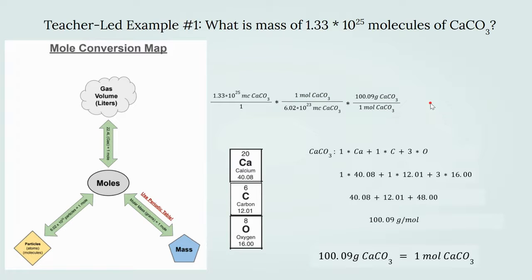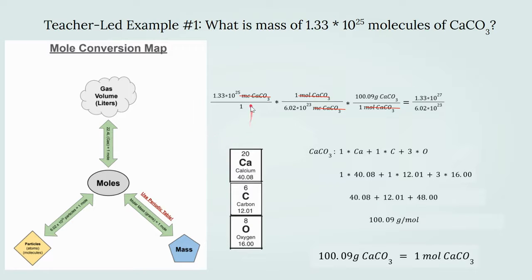Let's actually do that canceling. First, I'll cancel out molecules from numerator and denominator. Next, I'll cancel out moles from numerator and denominator, and I'm left with just grams calcium carbonate. Now for the math, multiply across your numerators, 1.33 times 10 to the 25th times 1 times 100.09. Round it off gets me 1.33 times 10 to the 27th.